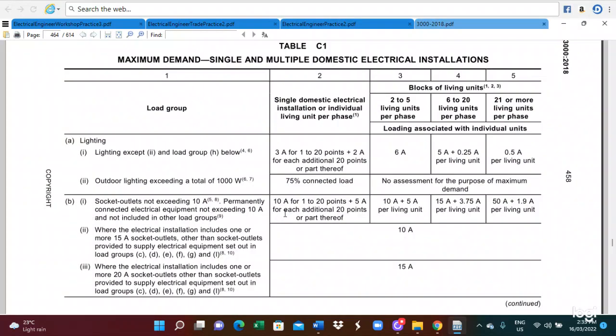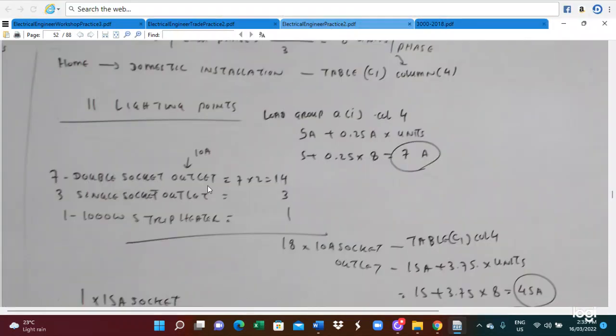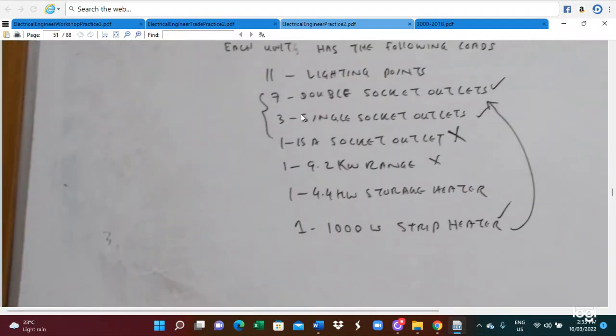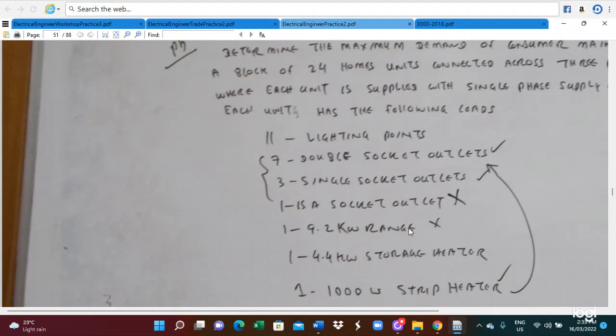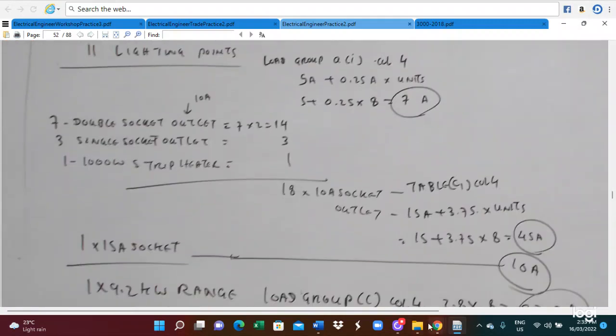In this case, there will be 10 ampere socket outlets. The problem gives the 10 ampere socket outlets: the 7 double socket outlets and the 3 single socket outlets. The 1000 watt strip heater's socket outlet rating is not given, so we assume it is a 10 ampere socket outlet. The rule for 10 ampere socket outlets is given.